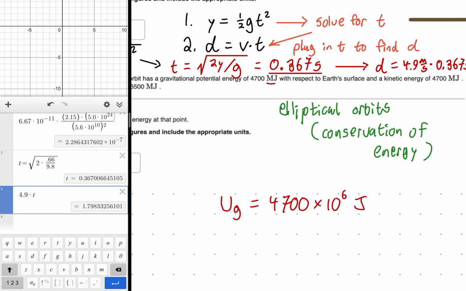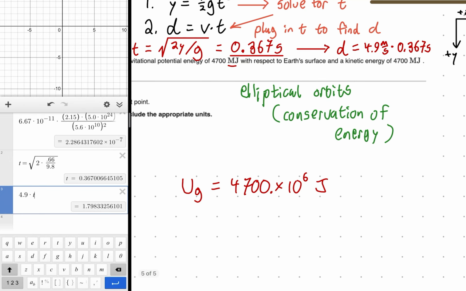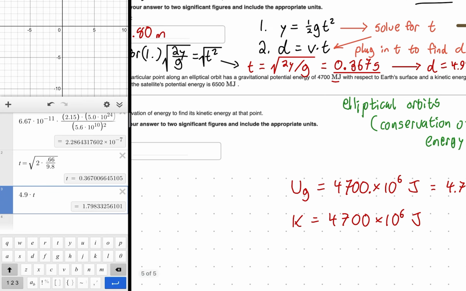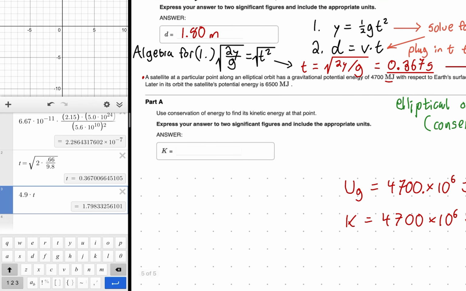Now that's not in proper scientific notation because the decimal place is right here. And in scientific notation, your decimal place always has to be between the first and second digit. But that's the thing about using this type of prefix for powers of 10. And we could convert it over to scientific notation if we wanted to, and we could write it as 4.70 times 10 to the 9 joules. See? So either way, same value. Now it has a kinetic energy of the same amount. So this is going to be our kinetic energy at that point, also 4,700 times 10 to the 6 joules. Okay? And that's at some instant in its orbit.